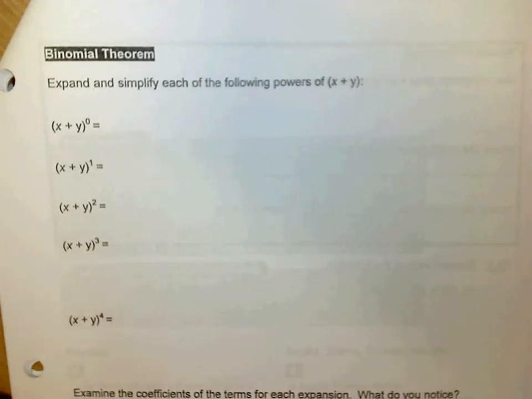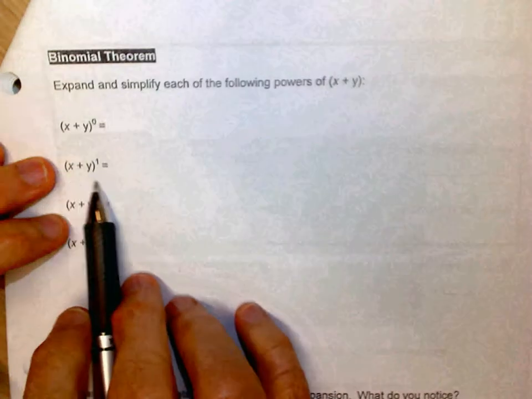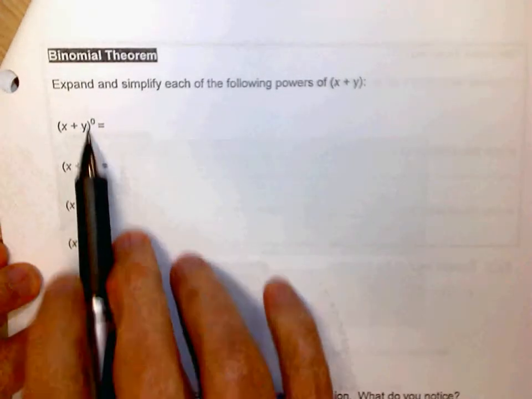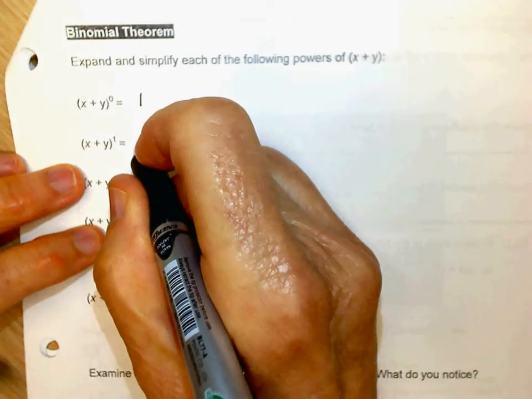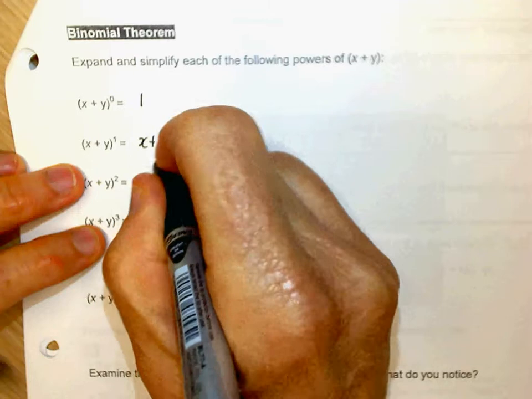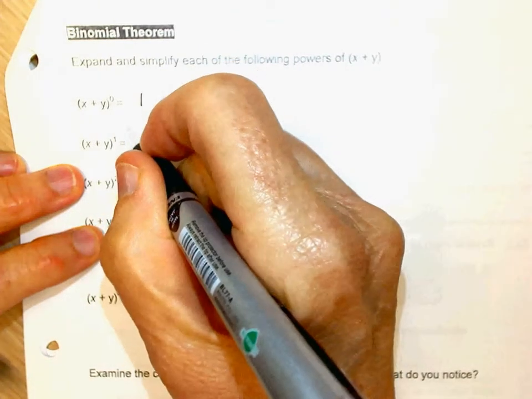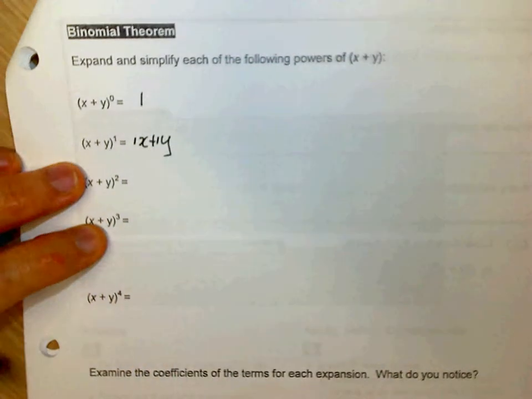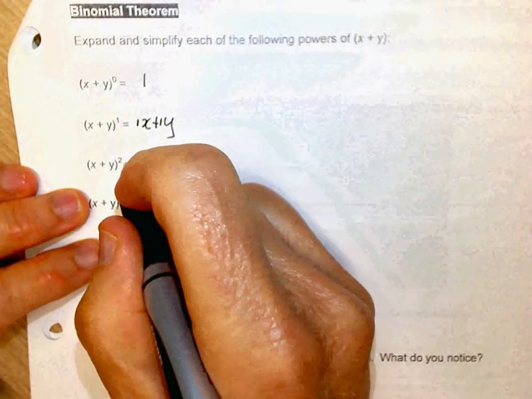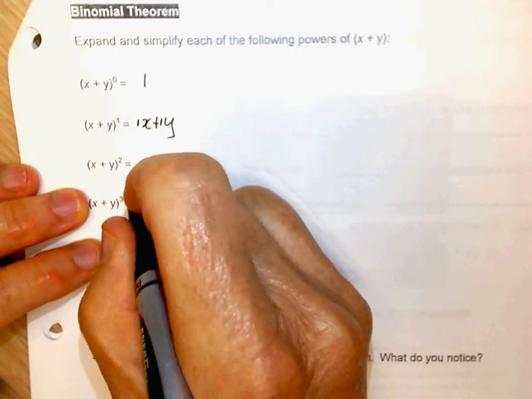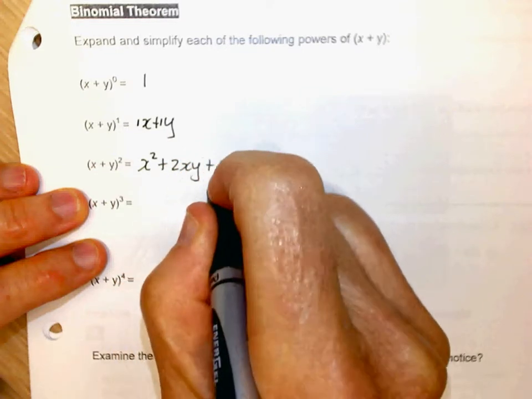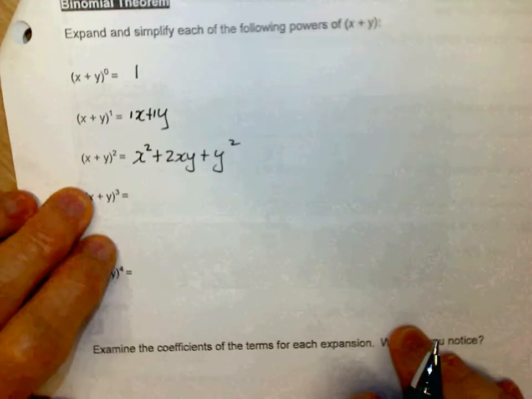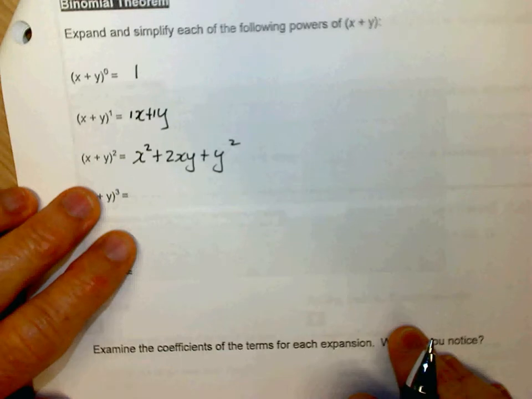Okay, so do you remember multiplying binomials? We're going to do all of these. Okay, what's x plus y to the 0? X plus y to the 1. Do you notice the coefficients are 1 and 1? So x plus y squared, well, that's going to be x squared plus 2xy plus y squared. Agreed? Are we okay with that?